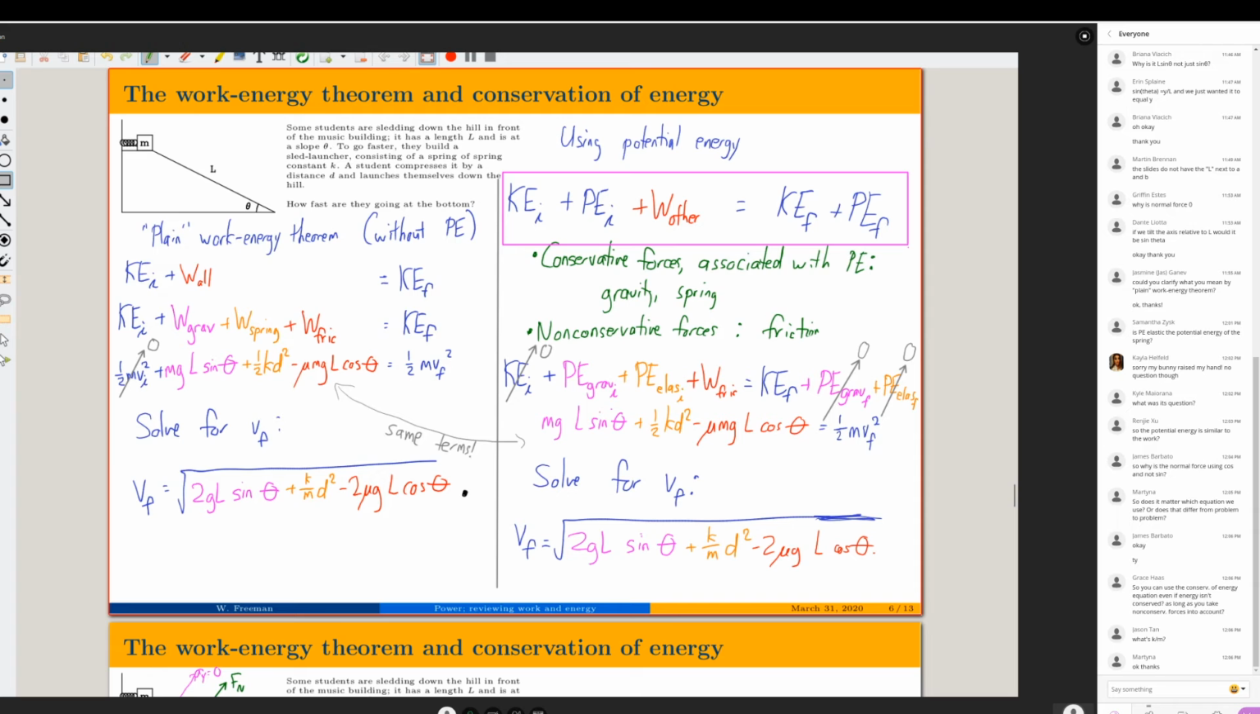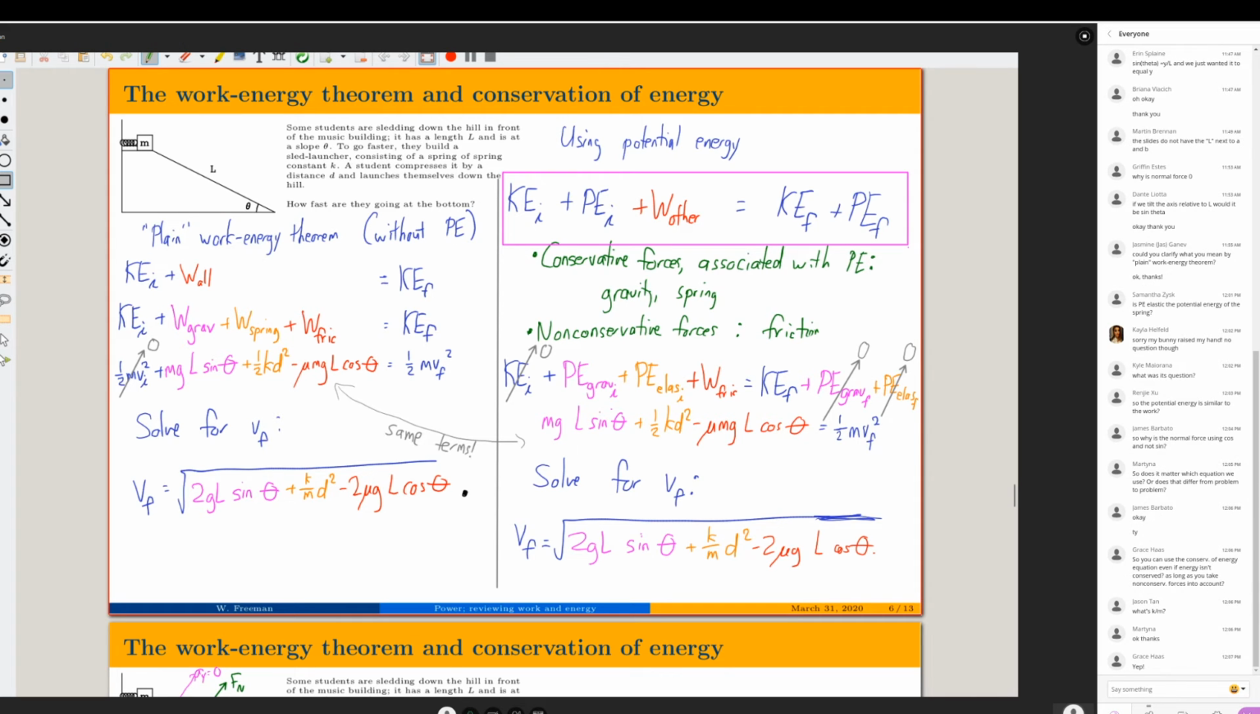Grace, does that help? Jason asks, what's K over M? In order to solve for V final down here, I had to divide both sides of this equation by 1/2 m. So this K over M here, this term, like look on the left, I'm about to draw an arrow, this term is the same as that one divided by 1/2 m.